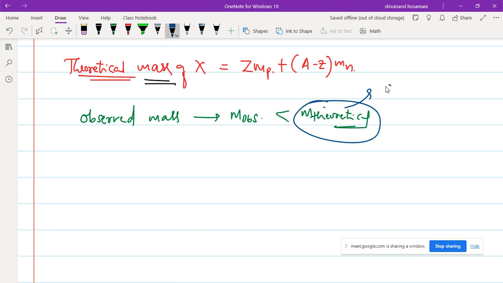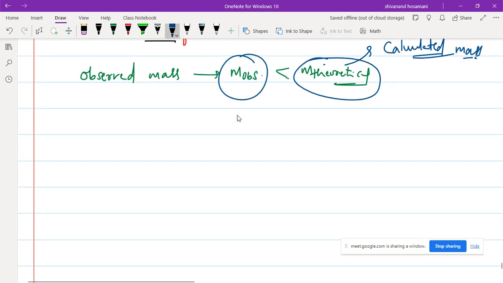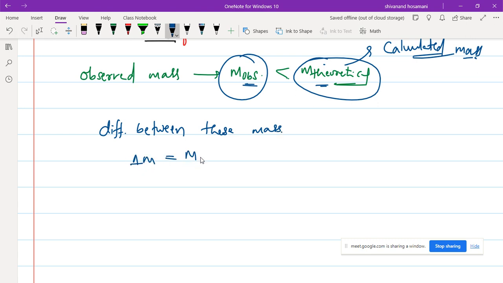But if you observe practically, the mass will be different from the calculated mass. Therefore, there is a difference between the observed mass and the theoretical mass. That difference is defined as mass defect. So the difference between these masses is delta m, equal to the theoretical mass minus the observed mass. This mass difference is defined as mass defect.